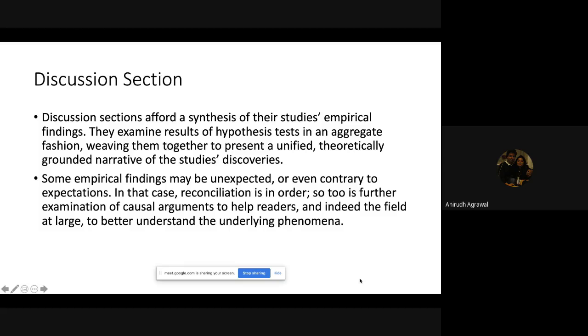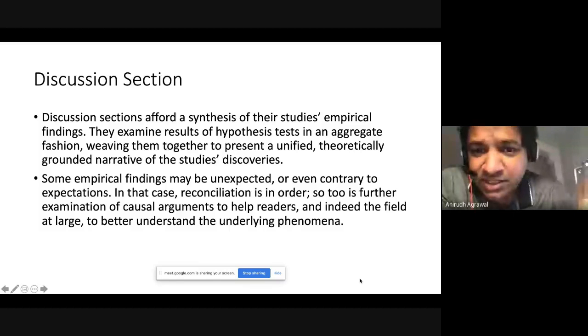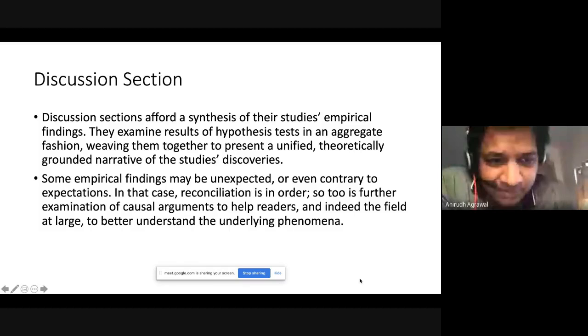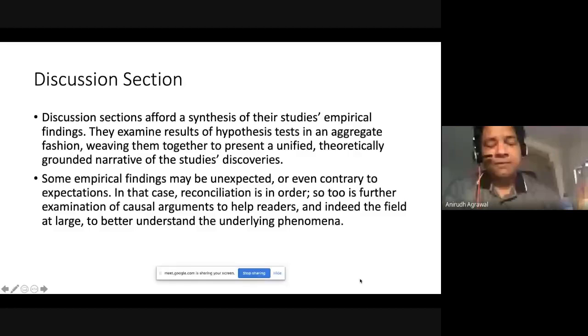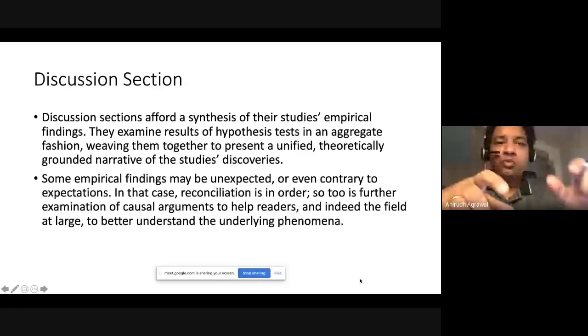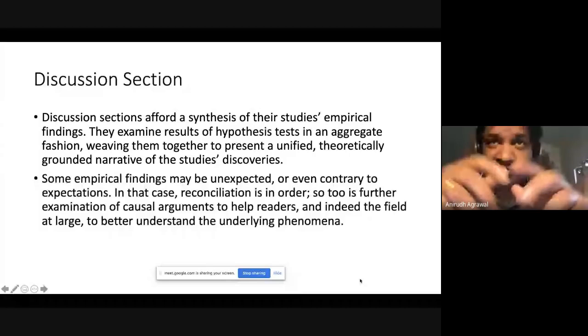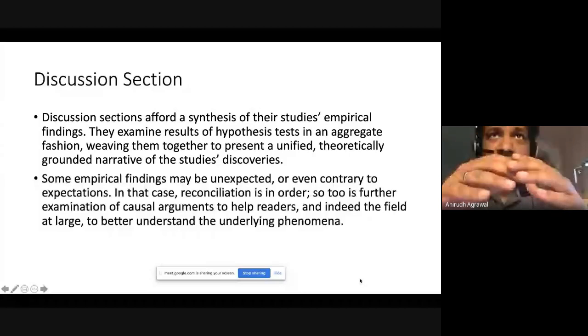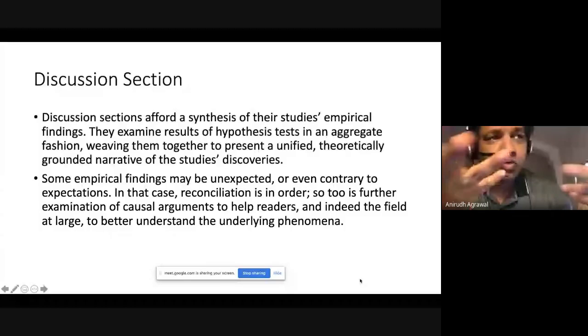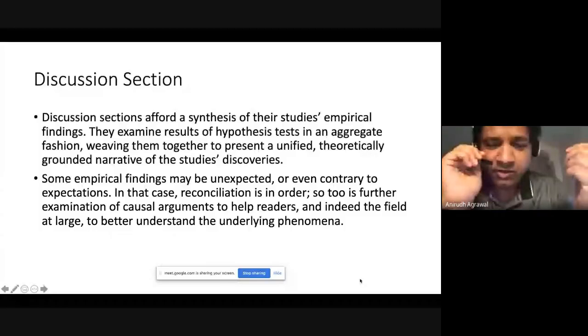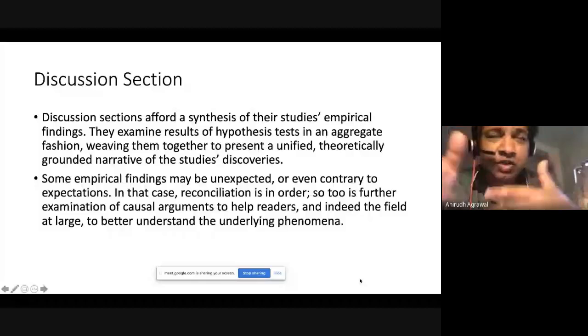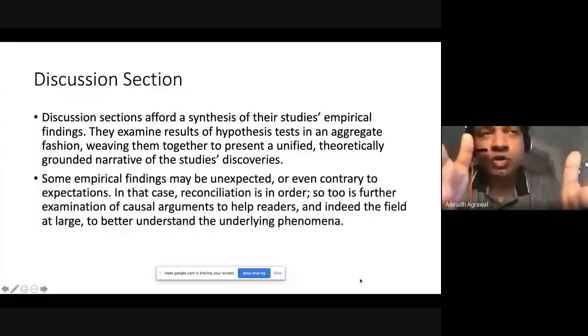Some empirical findings may be unexpected or even contrary to expectations. In that case, reconciliation is in order, through further examination of causal arguments, to help readers and indeed the field at large to better understand the underlying phenomena. So again, in your results section, you can have some very interesting findings which might be counterintuitive. If you use a theory, let's assume a theory of planned behavior, it might say that if you plan X, Y, Z, you might get a better result. That's a theory of planned behavior.